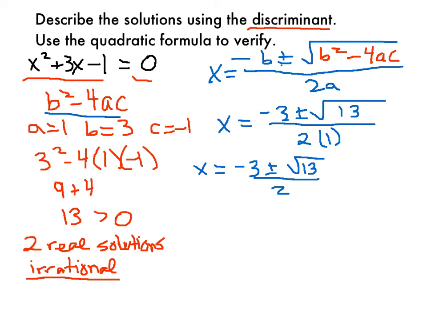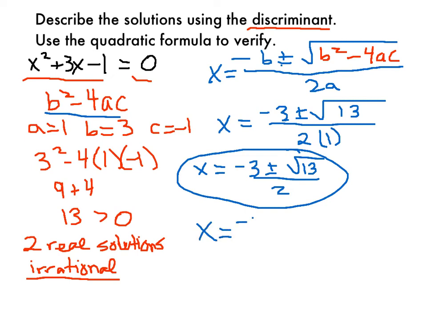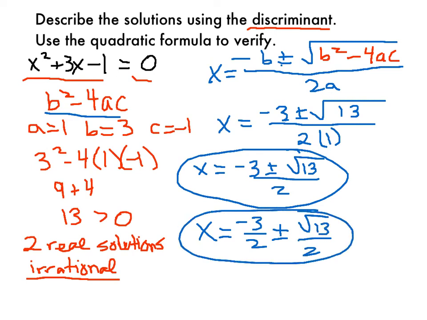And now that we have our solutions, we plug them into the formula. In the last example, we actually left it apart into 2 separate pieces. So I would accept this answer since we can't really simplify this anymore. But I would also be okay with you breaking it apart to being minus 3 halves plus or minus root 13 all over 2. Either one of these solutions I would be okay with.